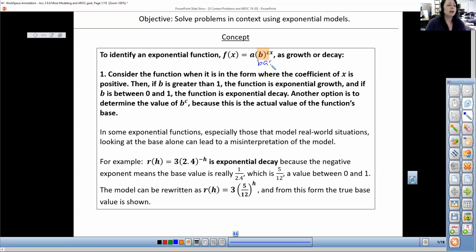And remember that that value compared to 1 is what we use to determine if we have growth or decay. So if that power, b to the power of c, the base, is greater than 1, we have a growth function or growth model. If it is less than 1, but still positive, then we know we have a decay model. All right.